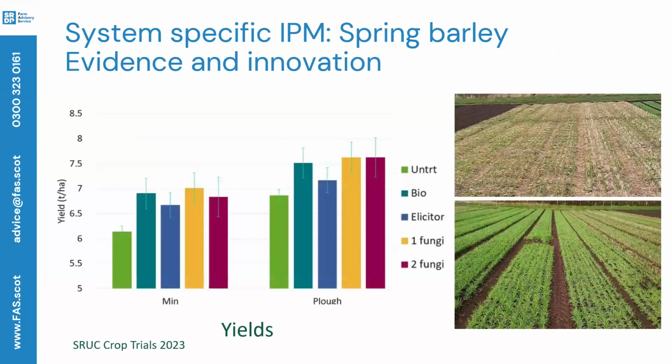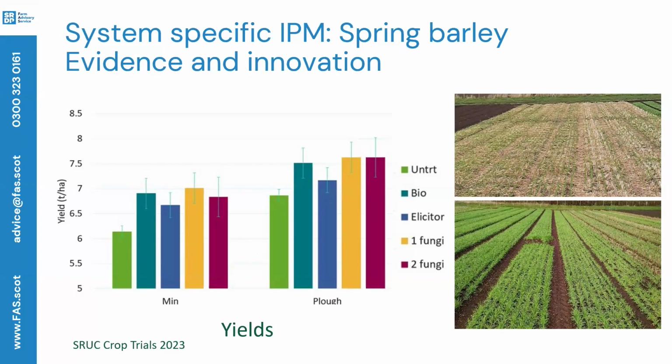I popped this one in because I think it's quite a nice example of, I referenced that you really need to be very farm and system specific with regenerative practices and with IPM. So here we have a couple of charts from SRUC trials in spring barley, just showing the yields there. And it's contrasting a minimum tilled situation with a ploughed situation. And you have untreated yields there, so slightly lower yielding in the minimum tilled scenario.